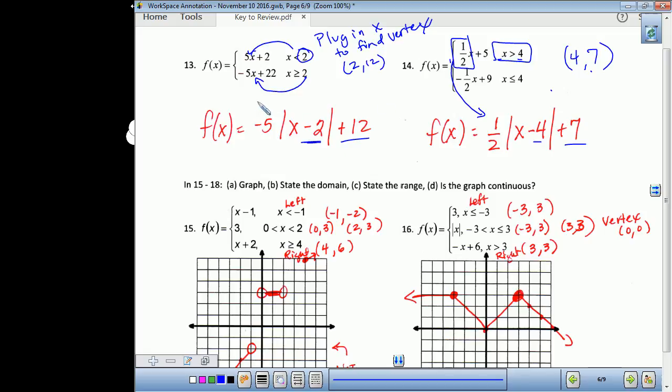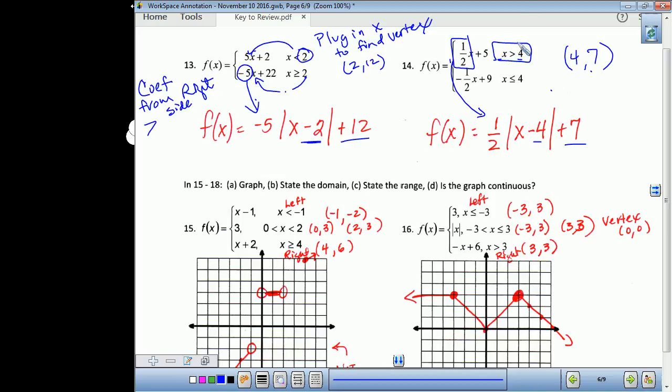So you put the vertex into vertex form. Remember, vertex form is a times the absolute value of x minus h, plus k. So we're putting in our h, k, our vertex. And then all you have to do is choose the coefficient from the right side. How do I know it's the right side? That's the greater than. So we're going to choose the coefficient from the right side, which in this case is -5. And that's how we get it.